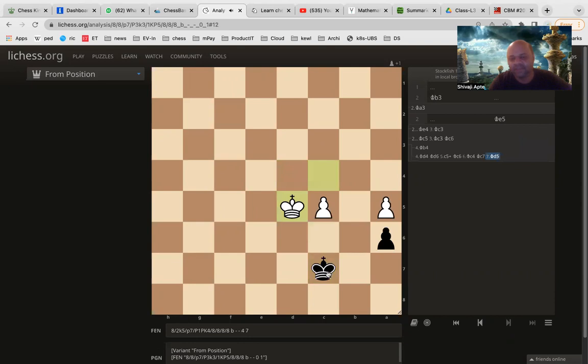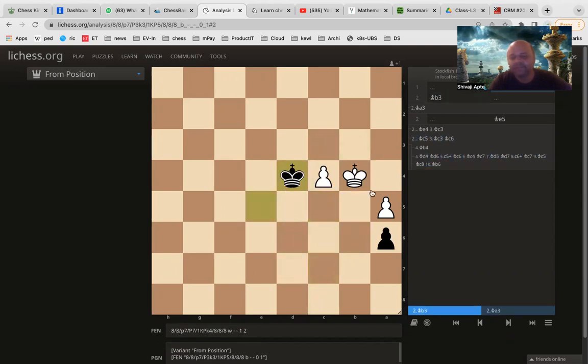Because this king will come here, it will go here. This is fine, this is fine, this is fine. All of this is fine. But finally, when you go here, the white king gets an entry and this pawn falls, right? So because of this, you can't do that. So when white king goes to B3, you are forced to come to E5. Okay, this is what you are forced to do.